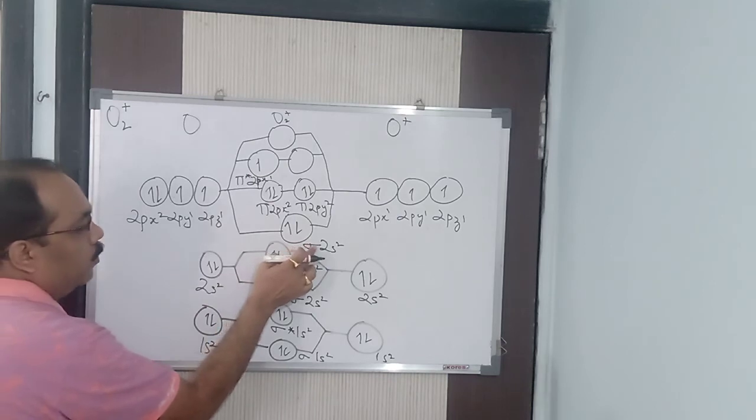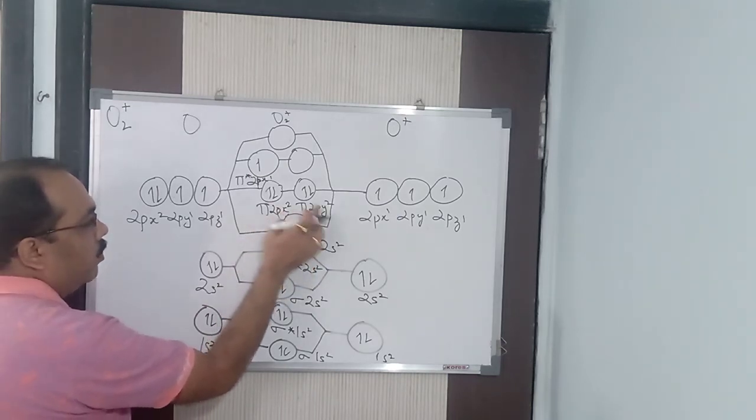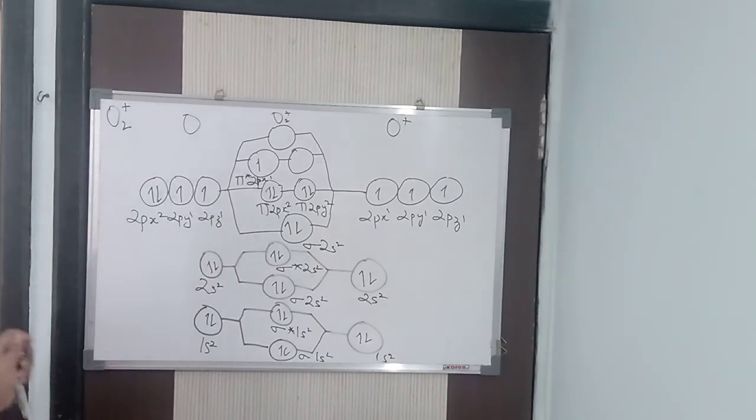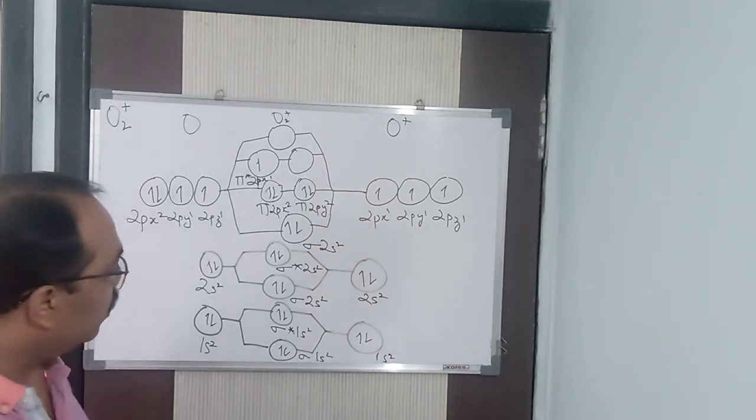Clear? So it is sigma 2s2, pi 2px2, pi 2py2 and pi star 2px1. So this is the molecular orbital diagram of the dioxygenyl cation. Sorry, it's not the superoxide ion, it is the dioxygenyl cation. Clear?